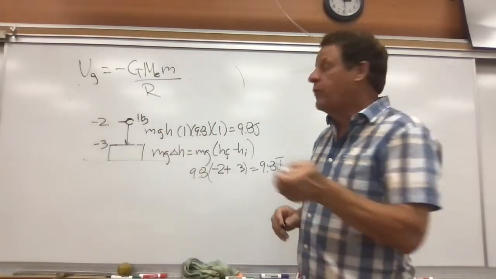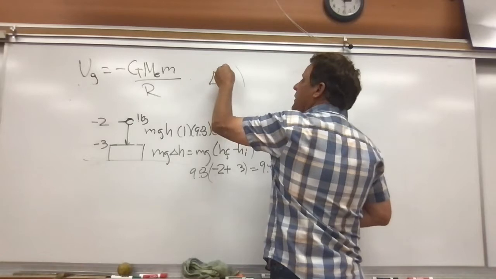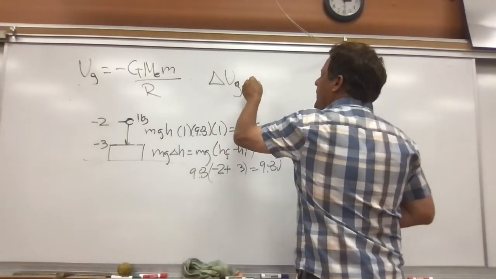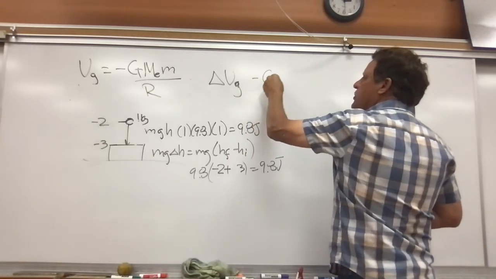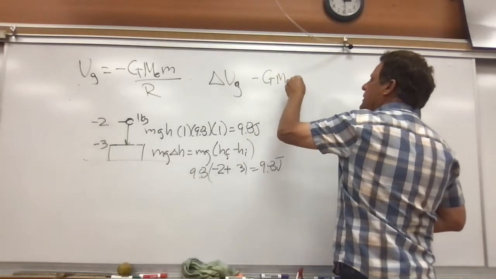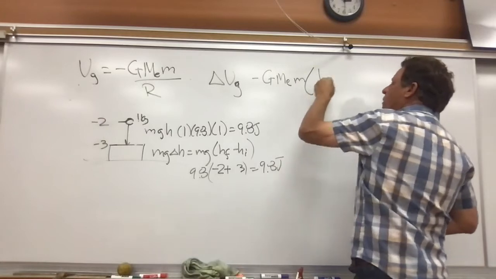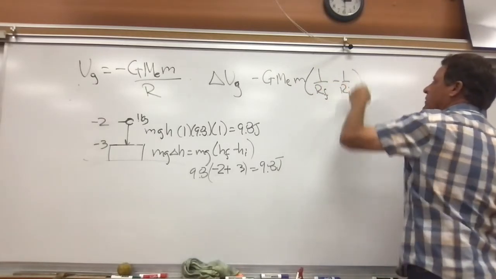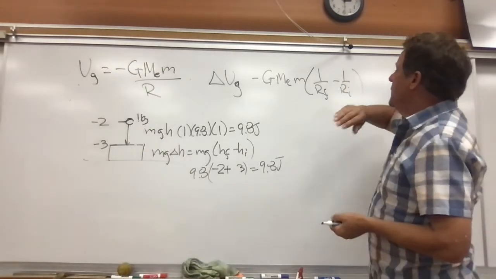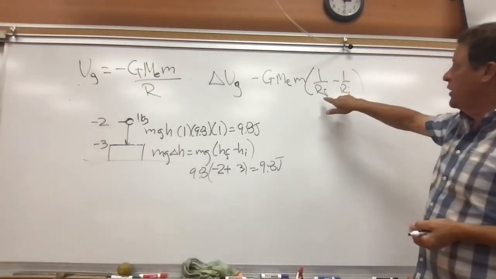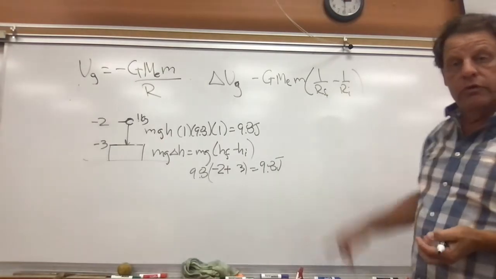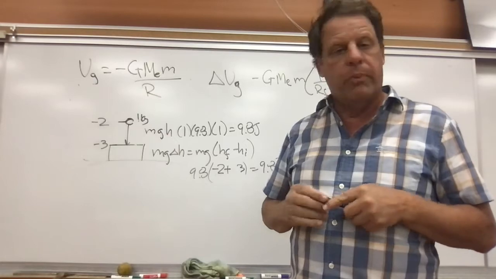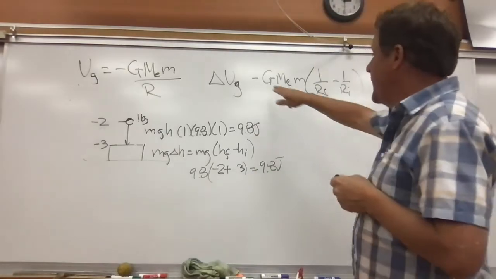So now if we want to know our delta U of G, we can say negative G M E M times 1 over r final minus 1 over r initial, right? And so now, as long as we know those two radii, we're just going to take the difference. And the key here, and this is the part that's counterintuitive, is we get a negative.